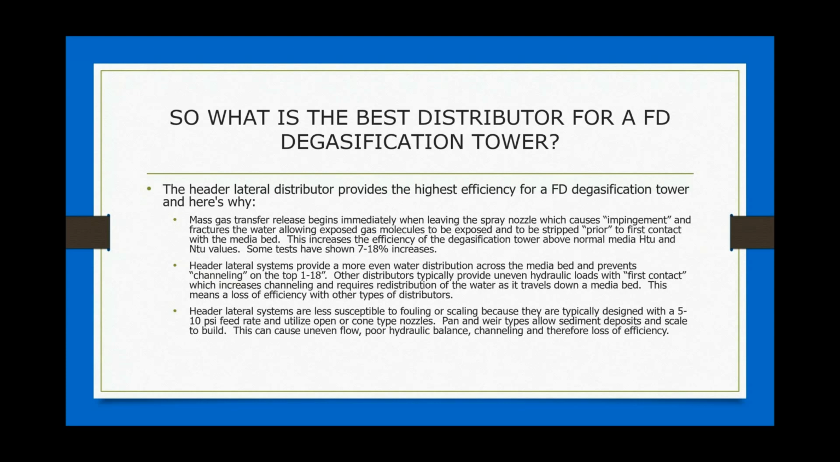They utilize an open or cone type nozzle. Pan and weir types allow sediments to deposit and scale to build. This can cause uneven flow, poor hydraulic balance, channeling, and therefore, again, loss of efficiency. So you can imagine as a pan fouls or gets scaling or plugging any of the holes, then the water tends to go to other areas, and then you get a heavier load in certain parts of the packing and a lighter load in other parts.